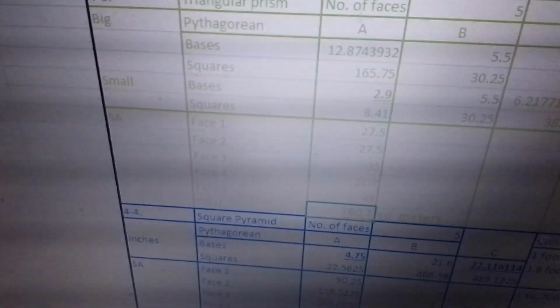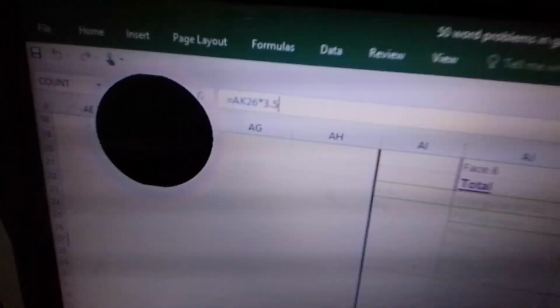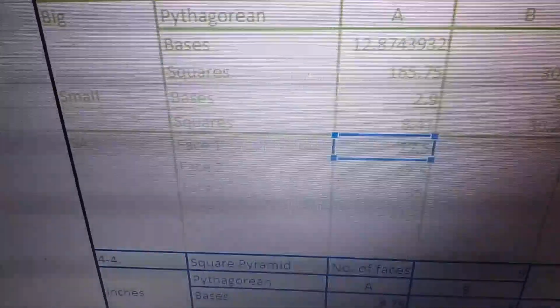Remember, what's the area of one base? The area of one base is 27.5, as you can see here. Then, what I did was this. We know that our volume is supposed to be 96.25. How did I do that? This is what I did. I took the 27.5, which is this highlighted cell, times the height, which is 3.5. And what's the answer? 96.25 cubic meters. Don't forget to include your units.